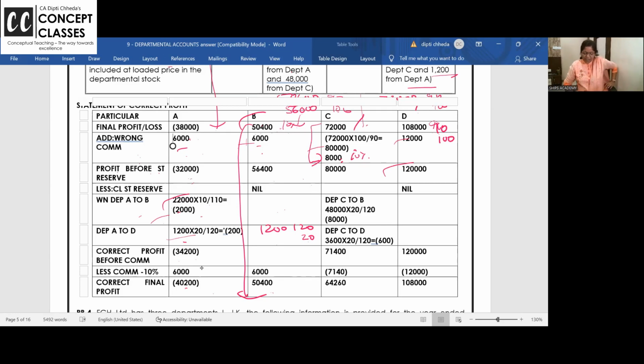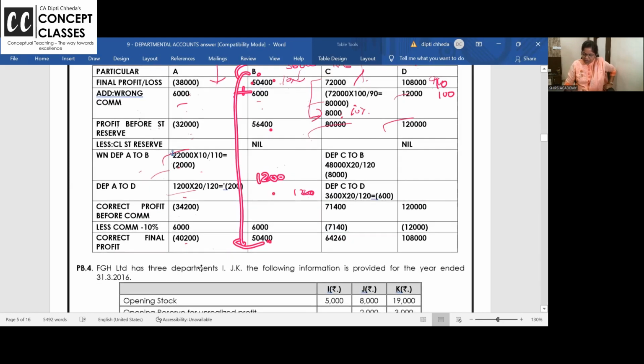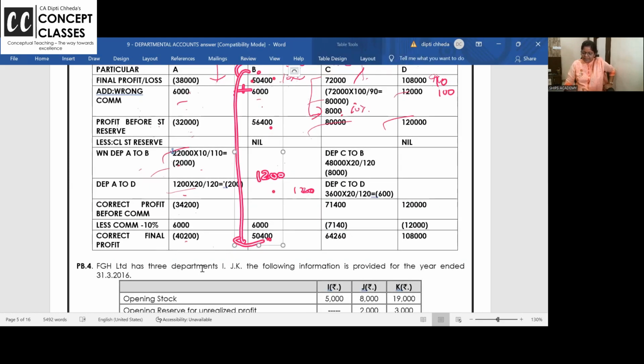Chalo, C. C's final profit is 72,000 after 10% wrong commission. So what is the profit before commission? 80,000. Now C ke goods are lying with T. 3,600.